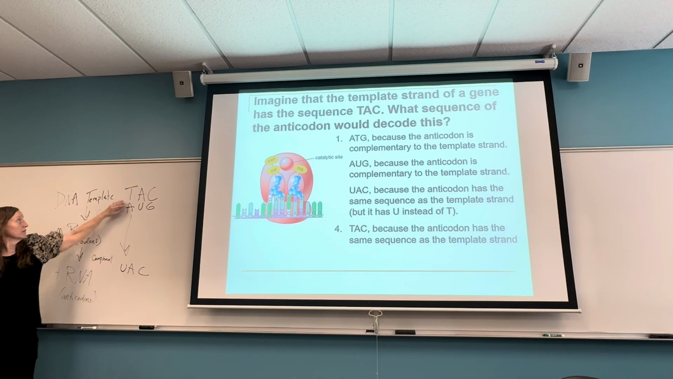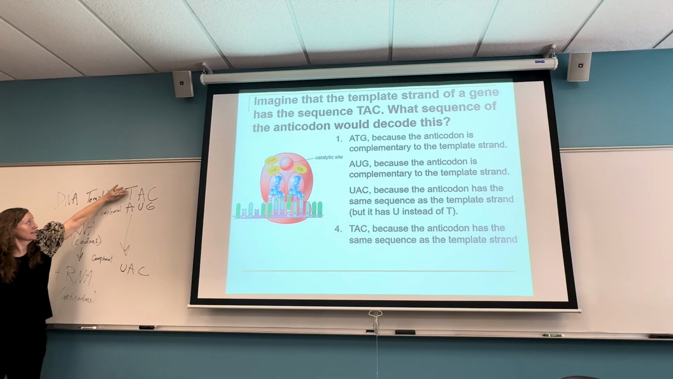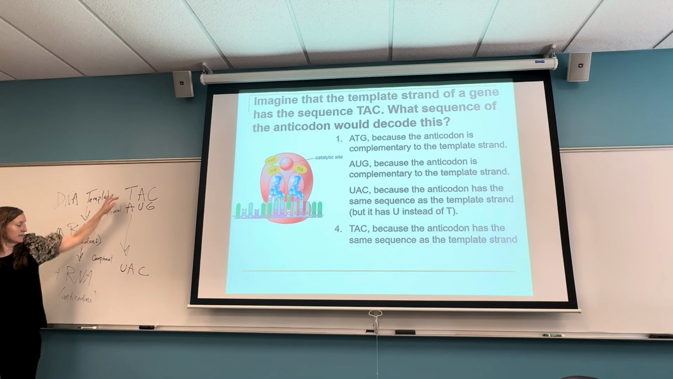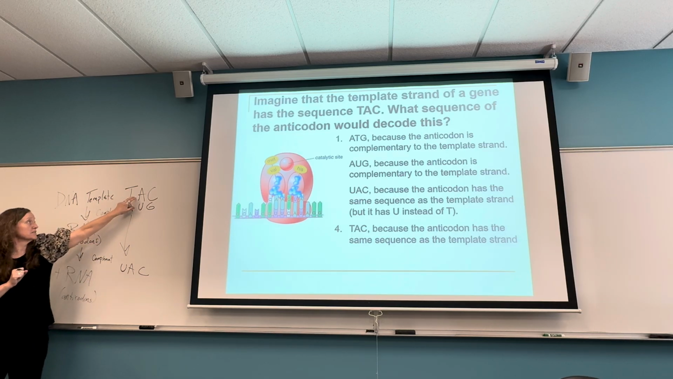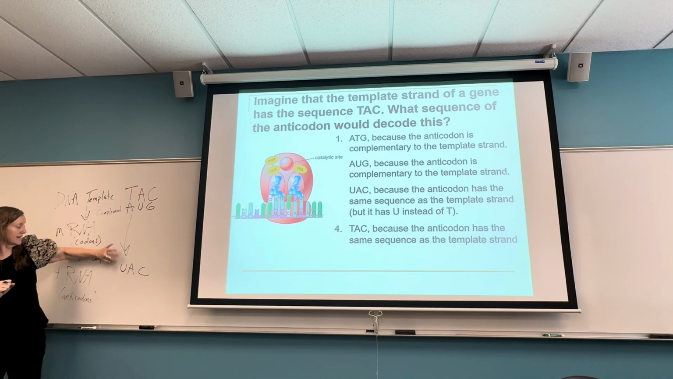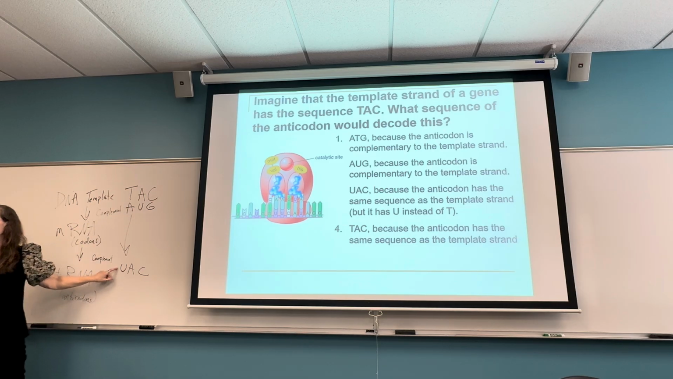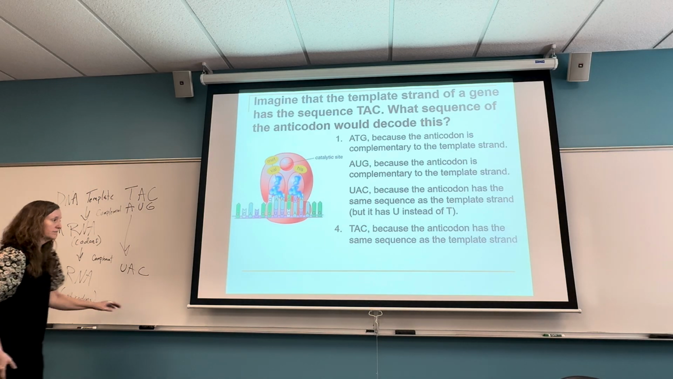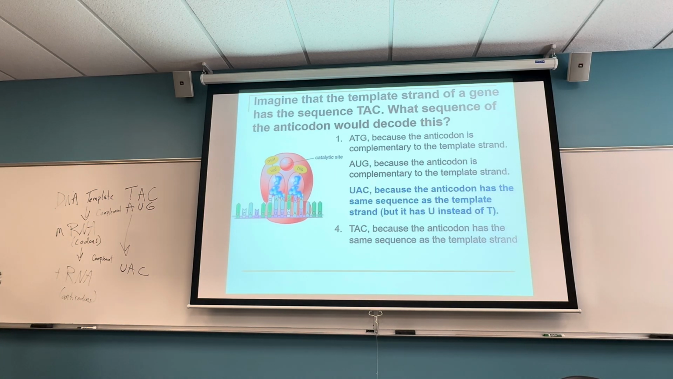You could just go, okay, the template strand of the DNA is going to be the same thing as the anticodons, except where you have a T, you'll replace that with a U. So you have TAC, here you'll have UAC. Almost the same, except the T is replaced by a U when you're looking at the anticodon. So there's a couple of ways you can look at it. So that looks good, number 3. Anybody? Questions on that?